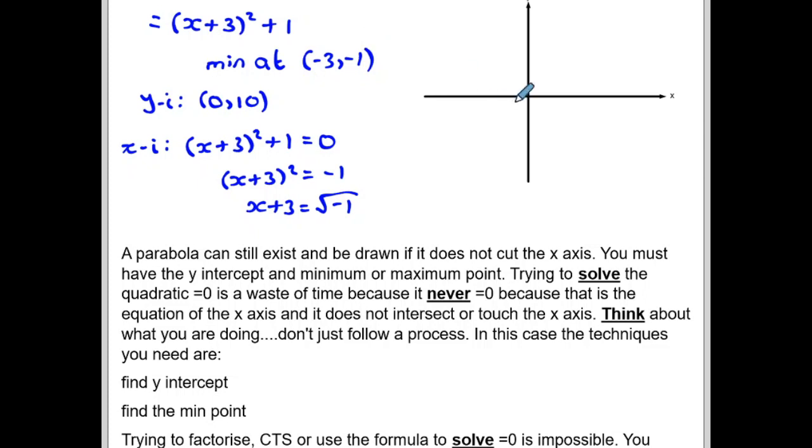We have a minimum at minus 3, minus 1. Sorry, minus 3 plus 1. So up here, minimum there, y-intercept of 10. So we have this shape. So we can still sketch a quadratic even if there's no x-intercepts. If you can recognize from the start that there isn't going to be one, you can save yourself a lot of time. So don't just follow the process every time. Think about what you need to be doing, and you can save yourself some effort.